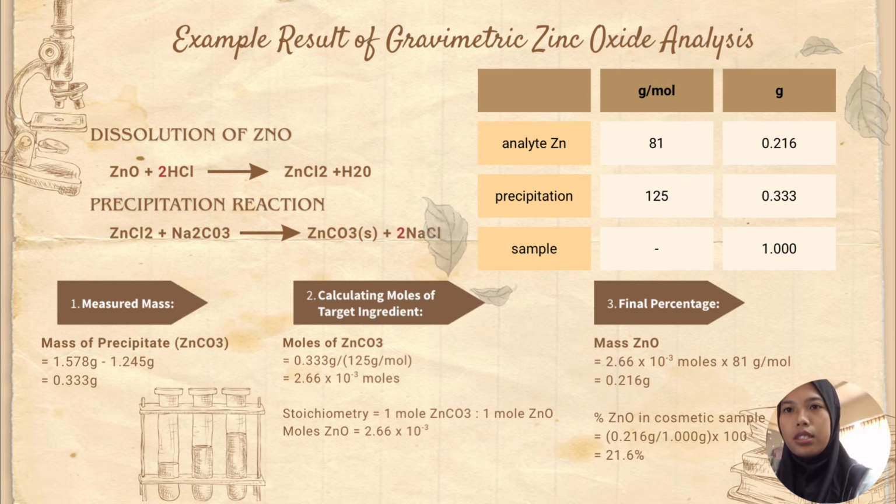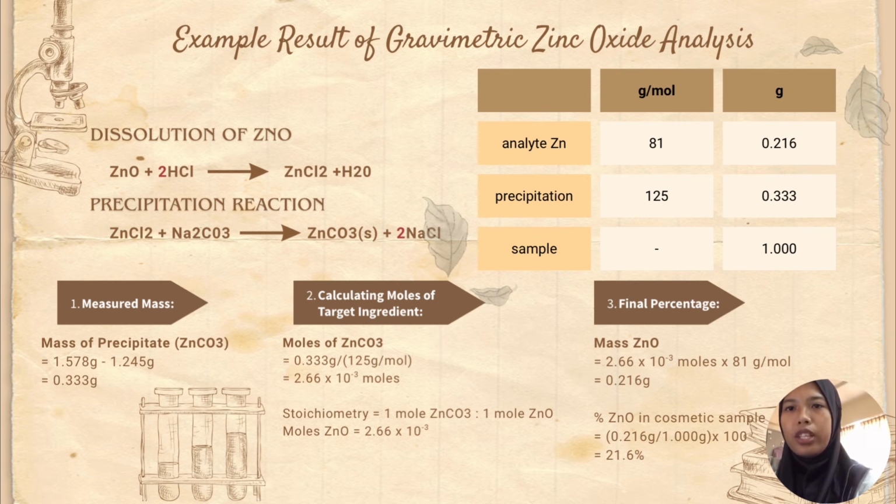First, the zinc oxide in our sample is completely dissolved using hydrochloric acid, transforming it into soluble zinc chloride and water. Second, we trigger our target precipitation reaction by adding sodium carbonate. This yields our solid precipitate, zinc carbonate, along with sodium chloride as byproduct. To find our final concentration, we follow a simple 3-step mathematical sequence.